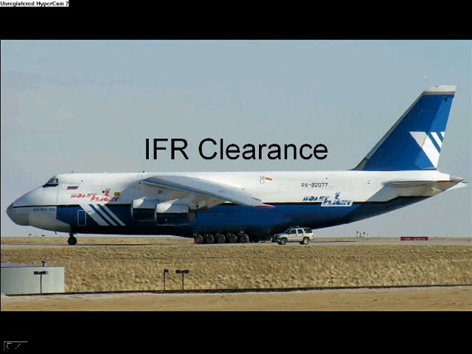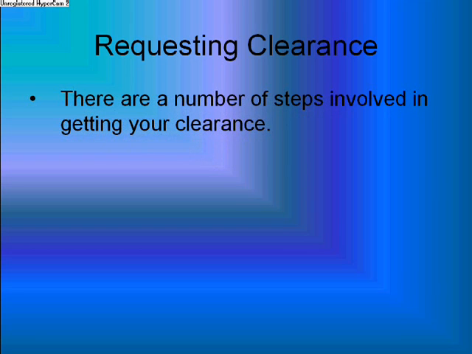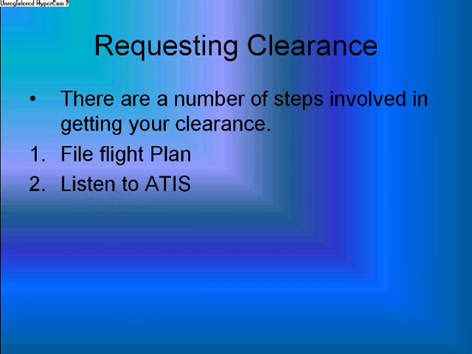IFR clearance. Different parts of requesting clearance. There are a number of steps involved, but they're all pretty simple. First, you have to file a flight plan with whatever program you're using, be it FSN or Squawk Box. Then you have to listen to the correct ATIS information. It's going to make your world and the controller's world a whole lot easier, trust me.